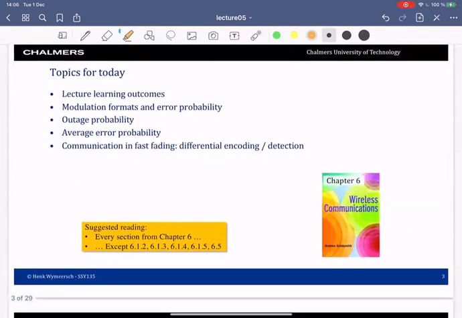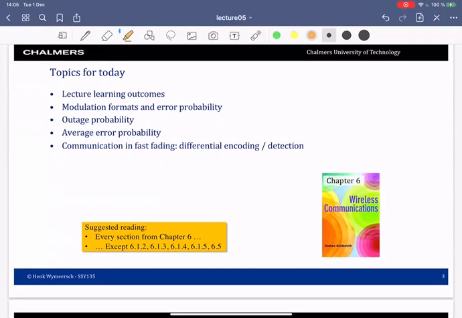So these will be the topics for today. I will talk about modulation formats and different error probability metrics, as well as a short discussion about differential encoding and detection. Let me first start my timer so I don't go too crazy over time.